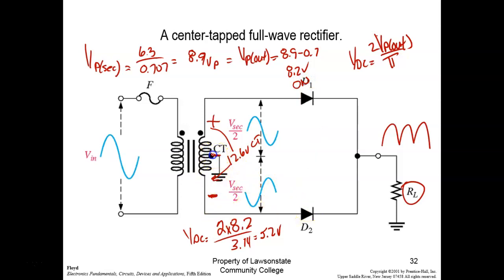Which way would my current flow? It's going to come out of here. So which side of the transformer is it coming out of? At the top. Okay. So if this is 12.6, if it's coming out at the top, all I see is what? 6.3.